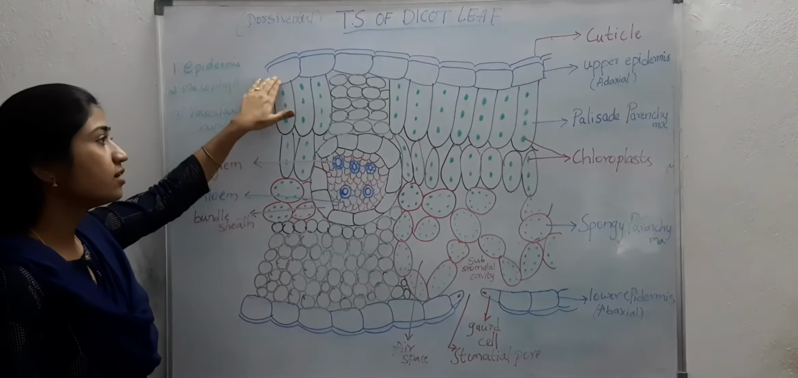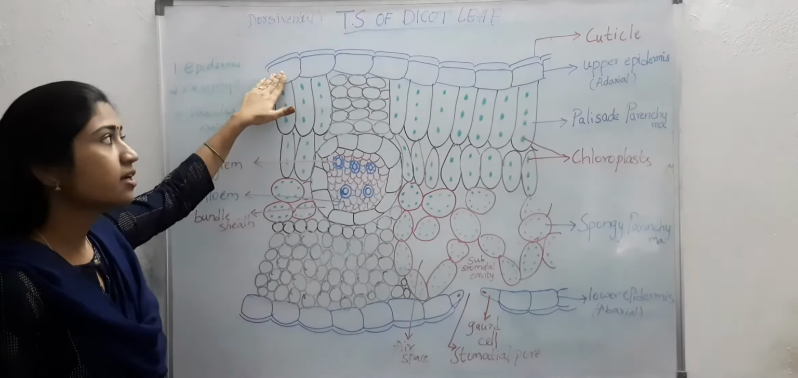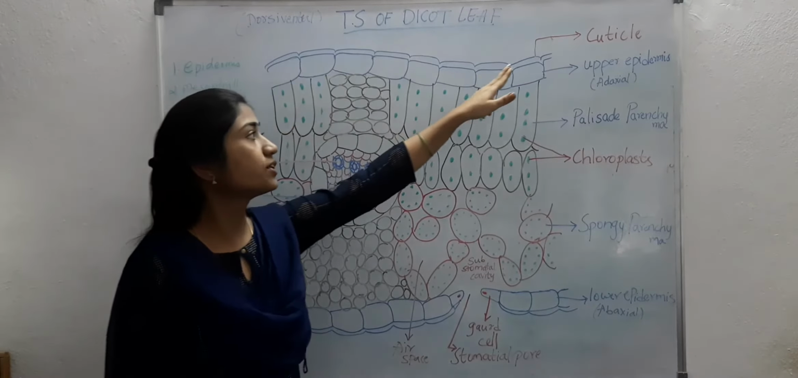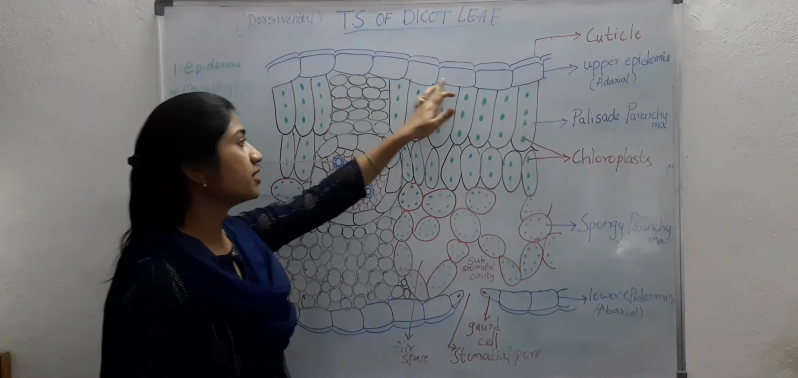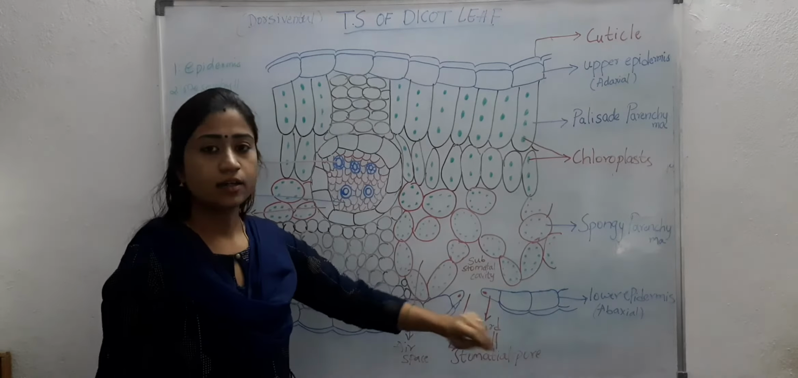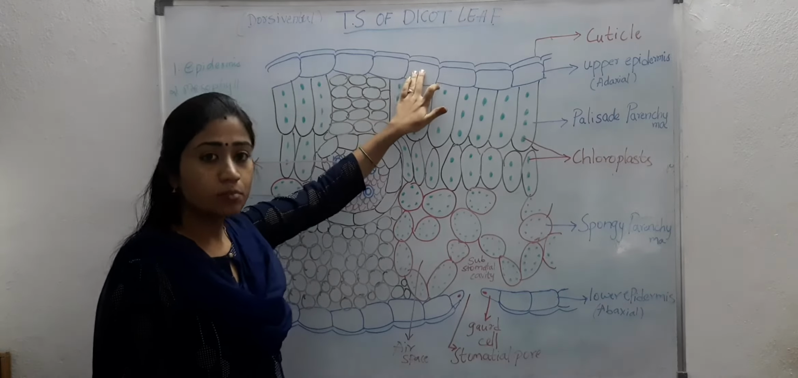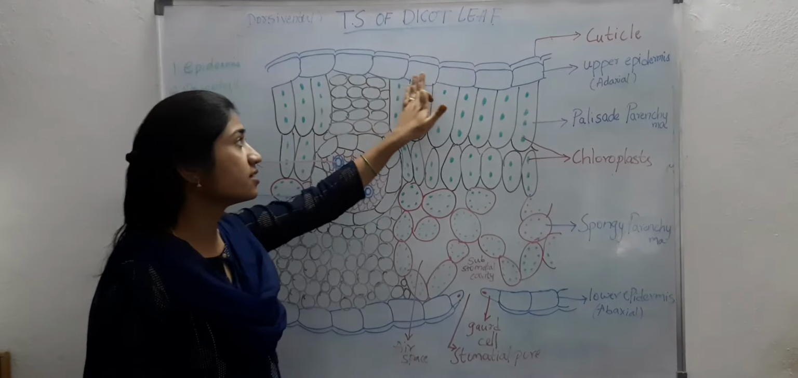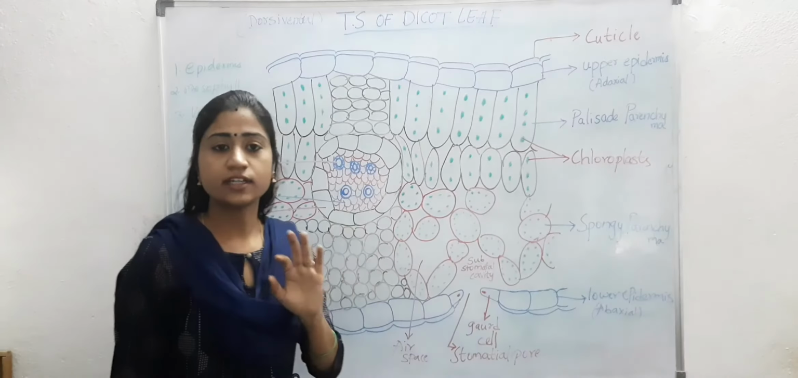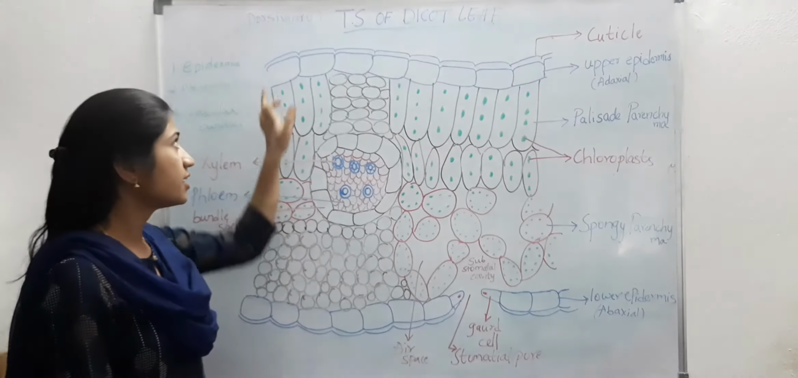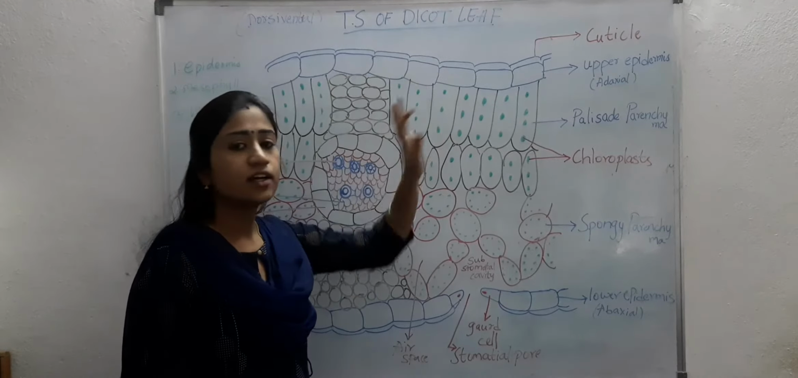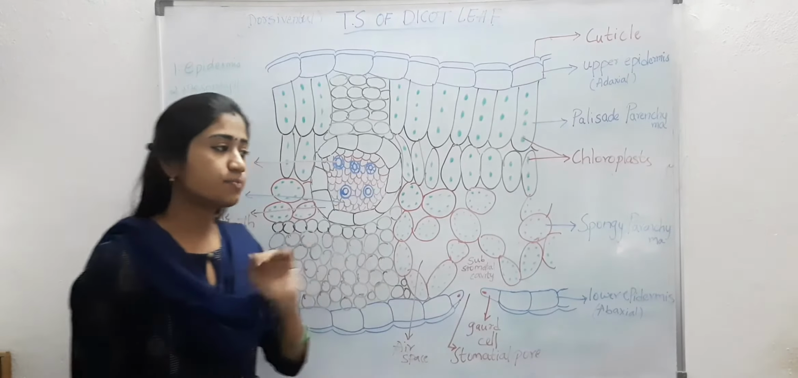On the outer side of the upper epidermis, you can see a thick layer of cuticle. The cells of the upper epidermis and lower epidermis are made up of parenchyma cells which are barrel shaped, and they are arranged compactly side by side without any intercellular spaces.